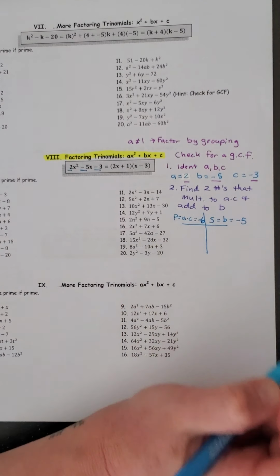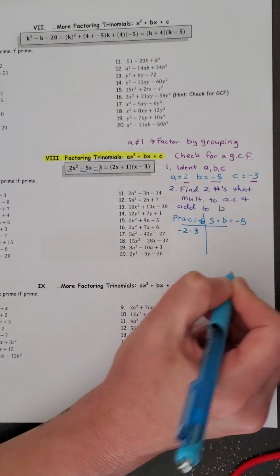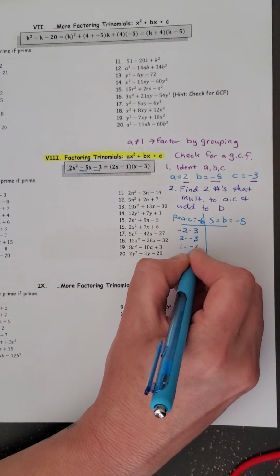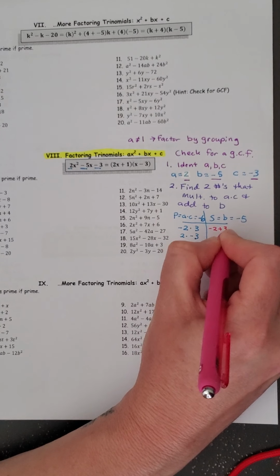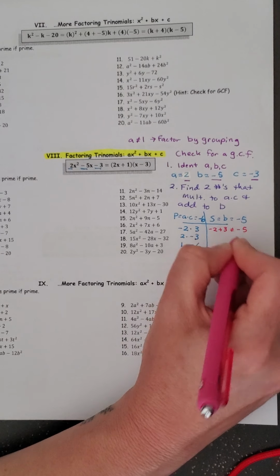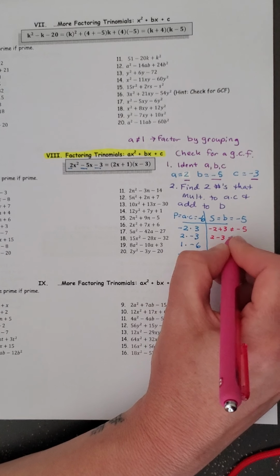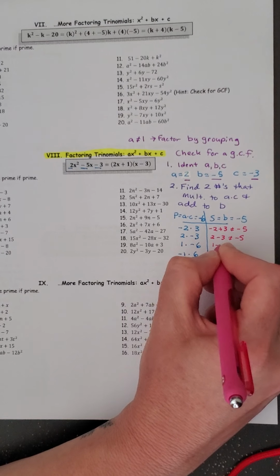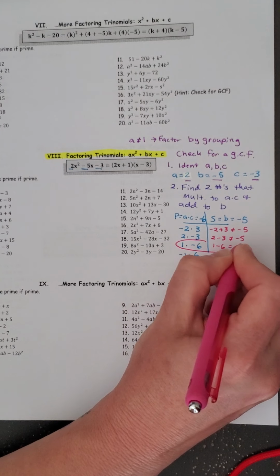So I'm going to think of all the ways I can multiply to -6. I could have -2 times 3, or 2 times -3. I could have 1 times -6, or -1 times 6. And then I check my sums. -2 plus 3 does not equal -5. That's 1. 2 minus 3 does not equal -5. That's -1. 1 minus 6 is -5. So here are my 2 values.